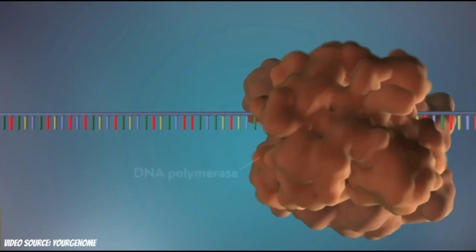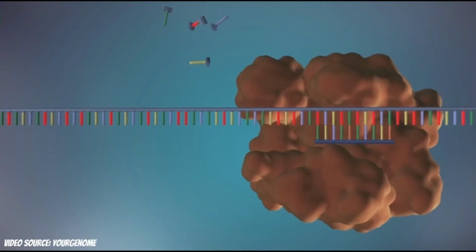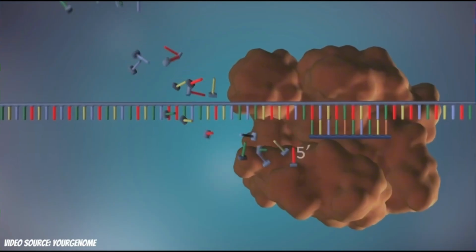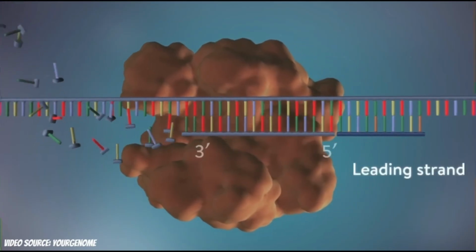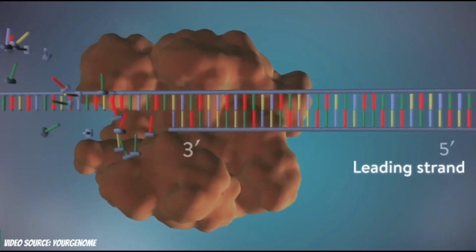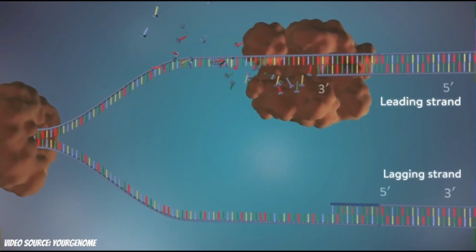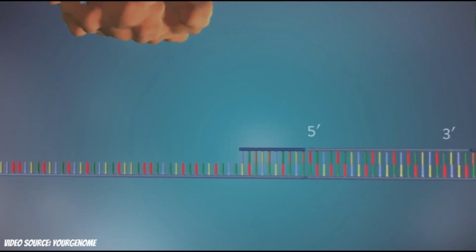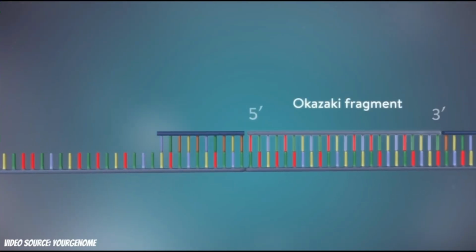An enzyme called DNA polymerase binds to the primer and will make the new strand of DNA. DNA polymerase can only add DNA bases in one direction, from the 5' end to the 3' end. One of the new strands of DNA, the leading strand, is made continuously, the DNA polymerase adding bases one by one in the 5' to 3' direction. The other strand, the lagging strand, cannot be made in this continuous way because it runs in the opposite direction. The DNA polymerase can therefore only make this strand in a series of small chunks called Okazaki fragments.